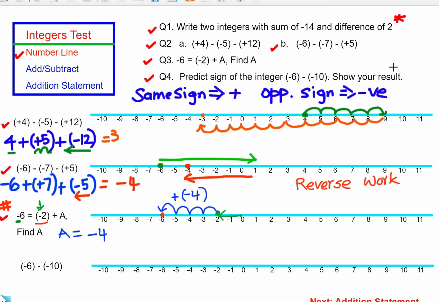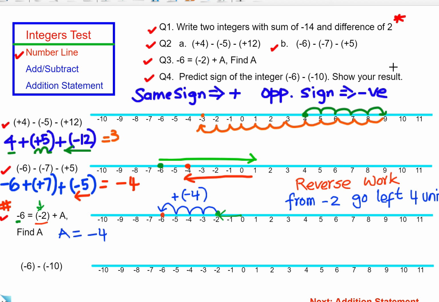Have a good look at it. Try to think what we did, right? So here from minus 2, go left 4 units, correct? Then you get to minus 6, and therefore the value of A should be minus 4. You're going left 4 units. Is that clear to you? Perfect.